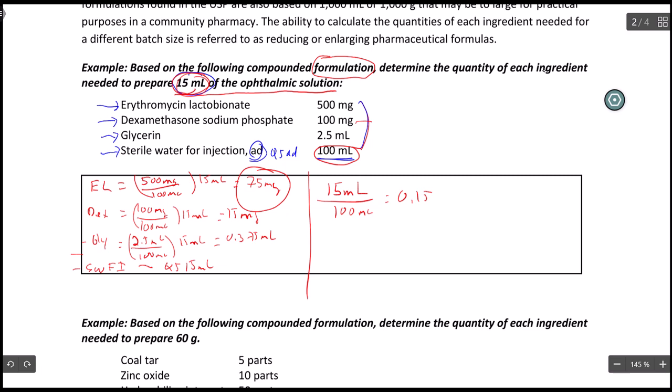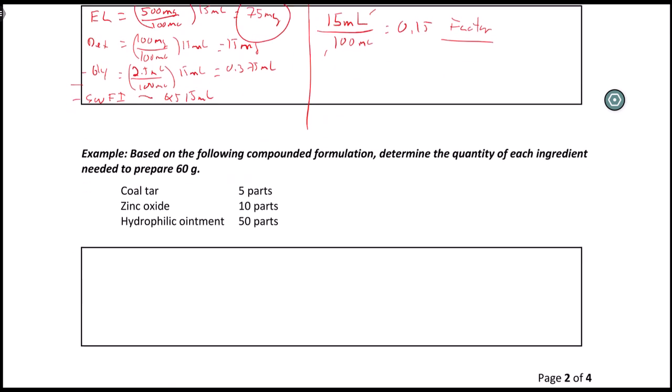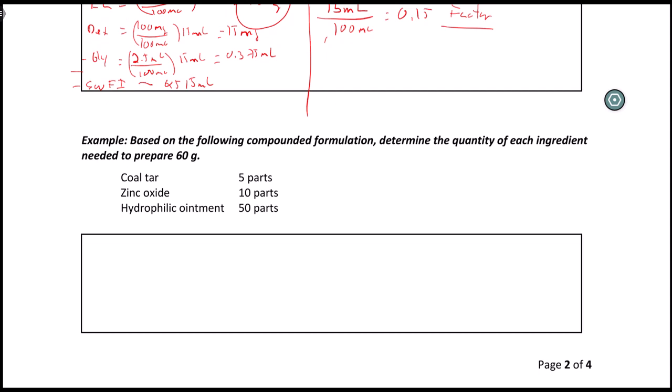You do the same thing for the dexamethasone, 100 times that. And the same thing for the glycerin. So you can get this, which is a factor method, right? You can just get a factor. It's just a ratio of the amount you are looking for and the amount that the recipe is. So how much of a reduction that is from the original parts. Anyway, like I said, whichever you feel comfortable doing, doesn't matter, but the one that comes quickest to your mind and makes most sense to you is the one I would suggest that you go with. Let's look at another one.